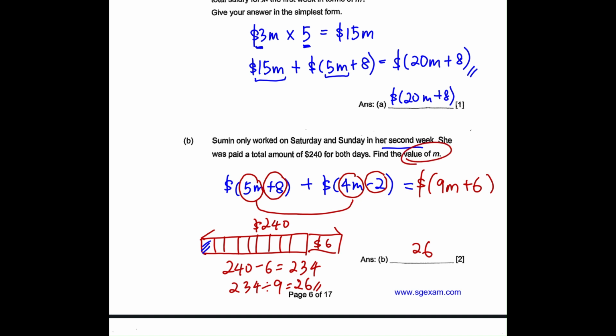It's because they ask for the value of M. So for example, they only ask for what is M. They're not asking for M dollars. The value of M is 26. If I put the 26 in front of the dollar sign, that will be $26. Okay, so we get it.